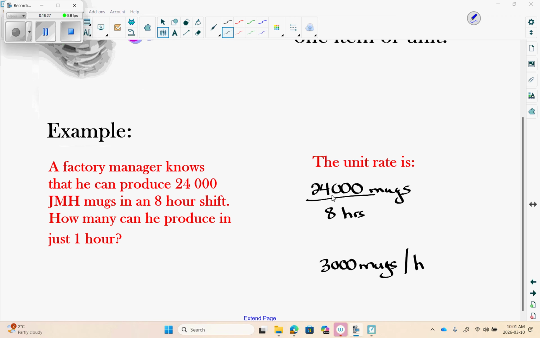All right, back into it. We have 24,000 mugs made in 8 hours. When you divide 24,000 by 8, you end up with 3,000 mugs per 1 hour. So remember, in a unit price or a unit rate, the denominator is always going to be 1. So this represents 1 hour. And we read that as 3,000 mugs per hour. Any questions, concerns? You okay with this?